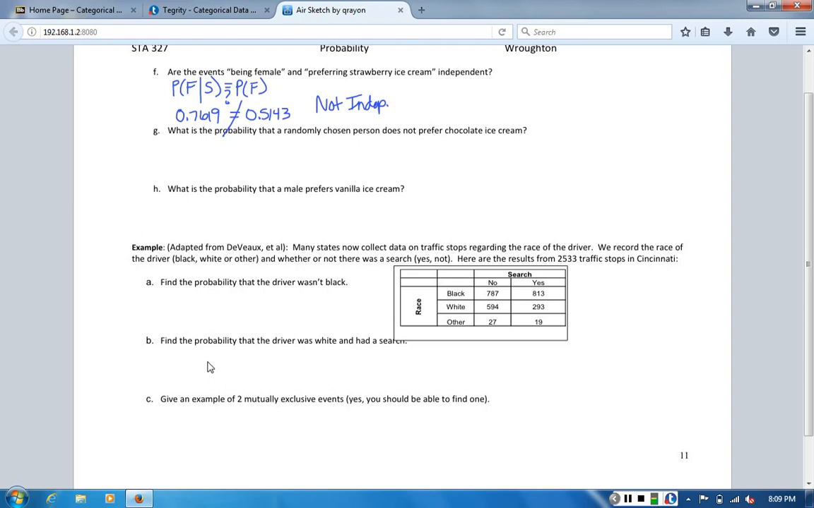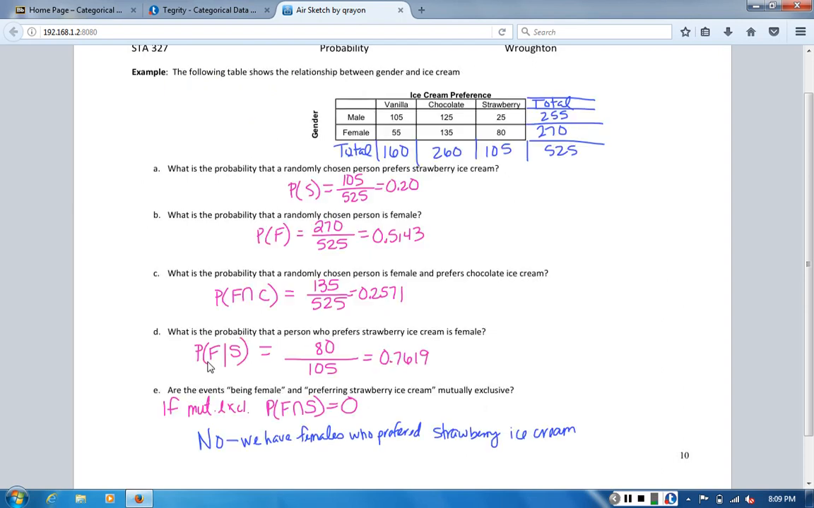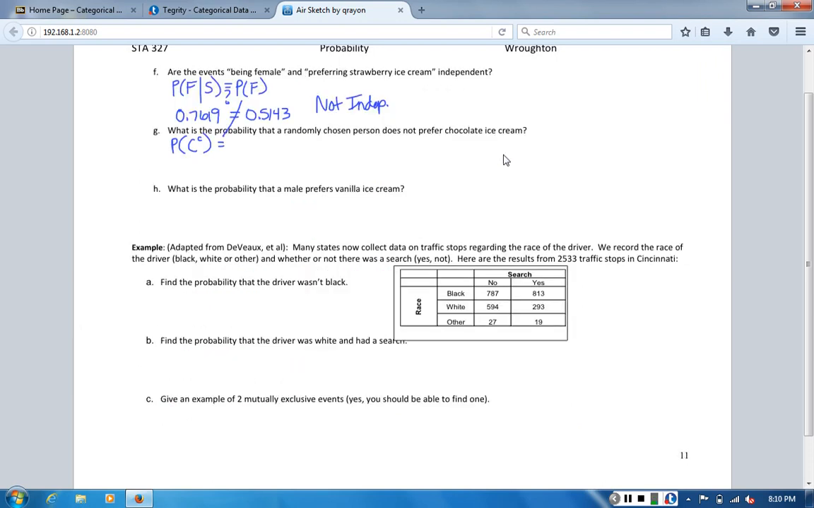Okay, what is the probability that a randomly chosen person does not prefer chocolate ice cream? So here we're being asked to find the complement of chocolate ice cream. So this would just be any of those that preferred vanilla, the 160, or the strawberry. So I can just take the 160 plus the 105. And we started with a randomly chosen person. So we're out of our 525 here.